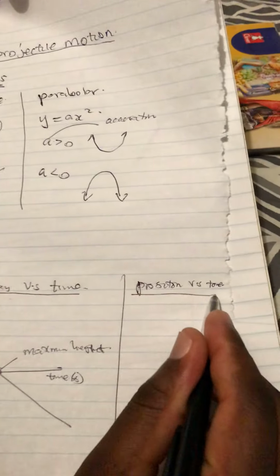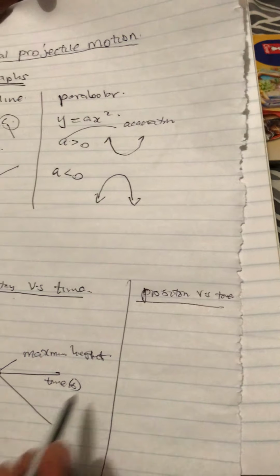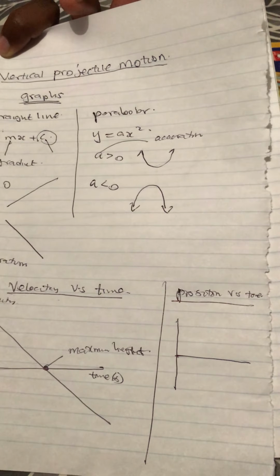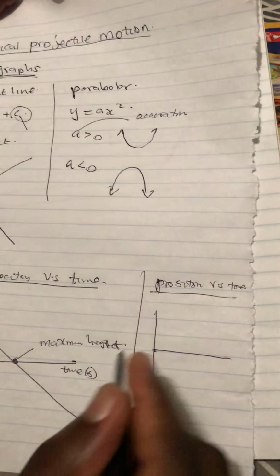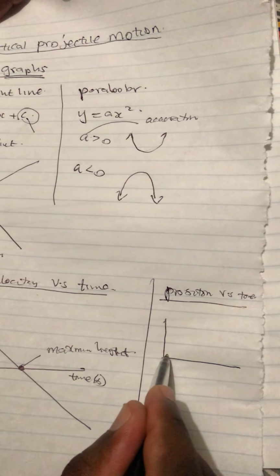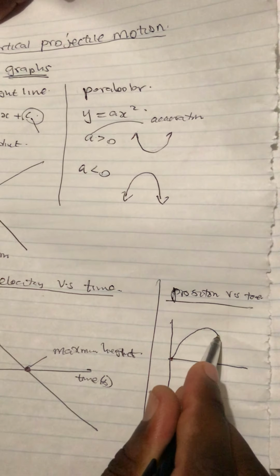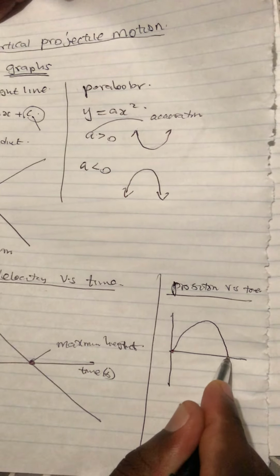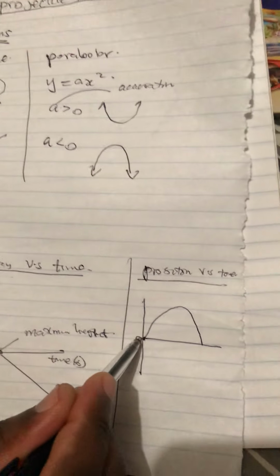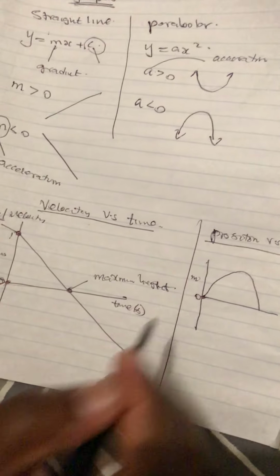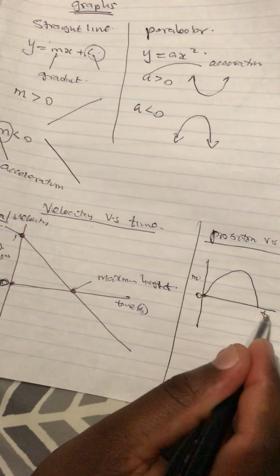Position versus time graph. Okay, this is so simple, learners. If you choose upward as positive, that means the graph is going to be like this. If you choose downwards as negative, the graph will be like this. You see, this is t, this is t0. Here we get our height. Here we get our what?